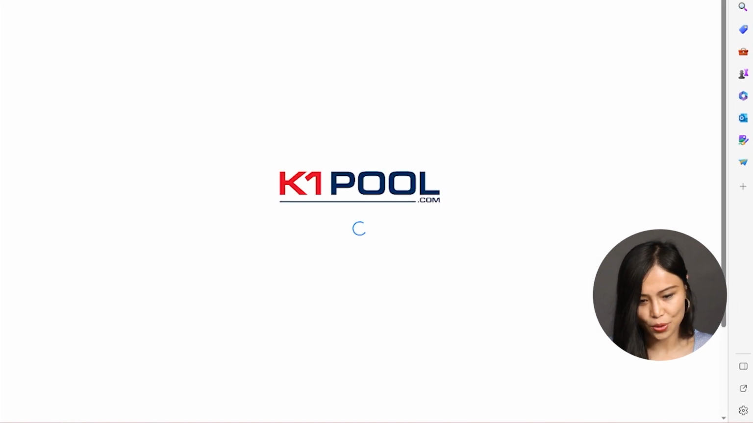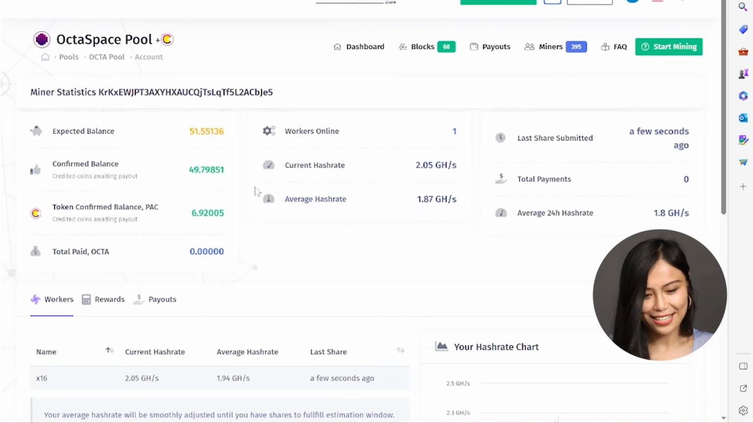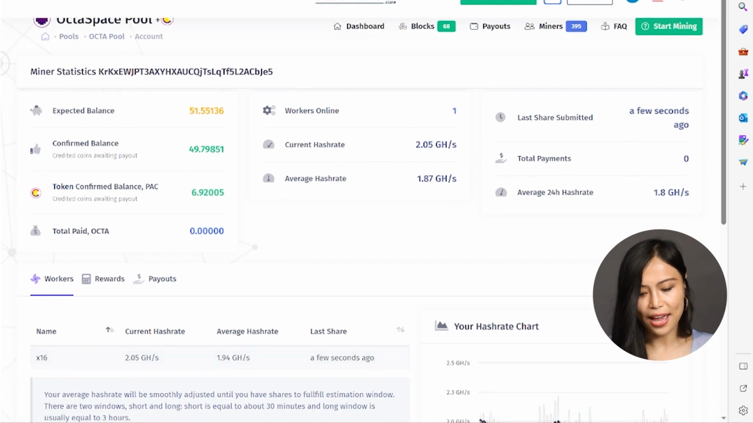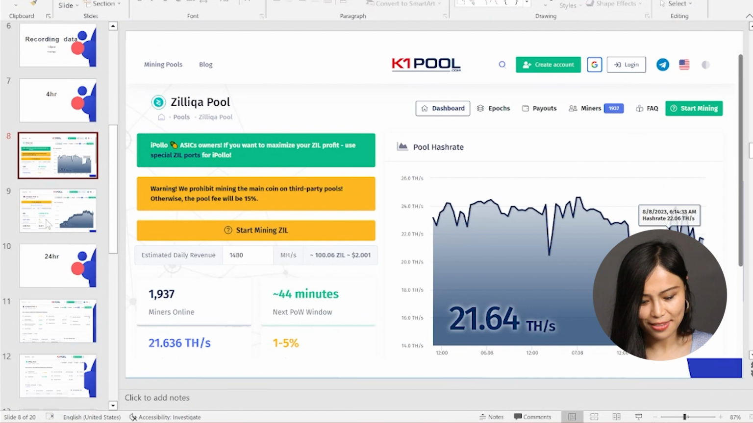Okay, now let's go into the Octa mining observation link. Here we go. Right now you're mining in the K1 pool, mining Octa space. Your average hash rate is over like 91.9 gigahash per second. It's much better than just now as well, because just now we tried like 2000 gigahash per second. So it's pretty much the calculation.